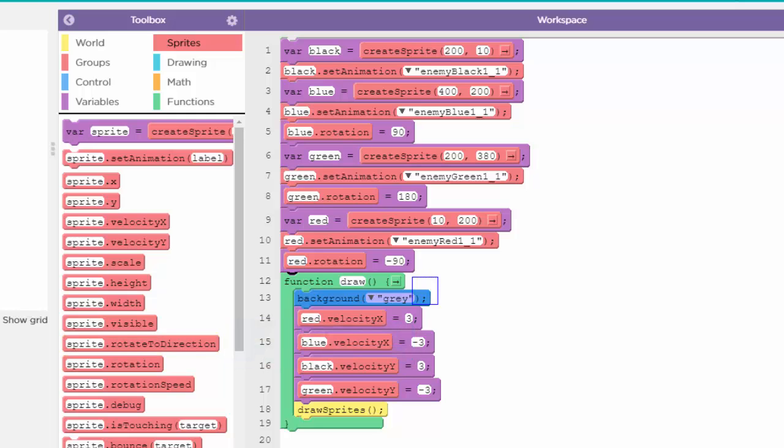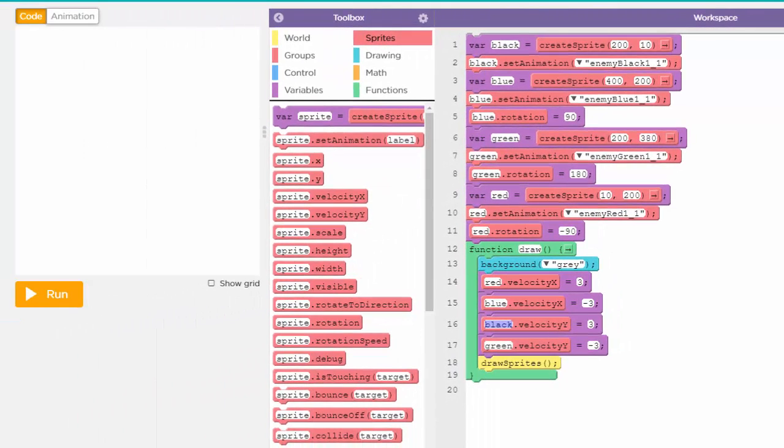And then once we get down here, it's really not that big of a thing. Just look for a second at the code that is down here in the draw loop. Set the background color, whatever you want. And now for the red one, I said velocity x is 3. Well, it seems like that should make it go to the right. And for the blue one, velocity x is minus 3. That should make it go to the left. For the black one, velocity y is 3. That should make it go down. For the green one, velocity y is negative 3, minus 3. That should make it go up.